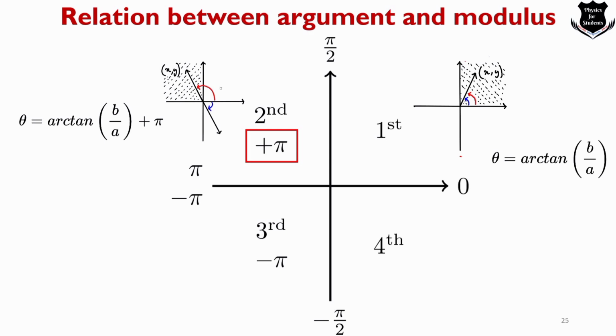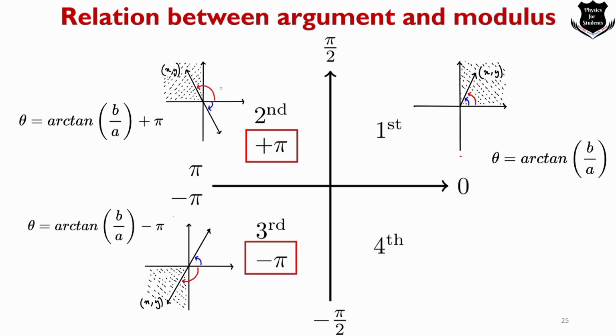Then we move to the third one, and you see the angle has changed, the line has moved this part. So here you will see that there is a minus pi. So it would be arctan b by a minus pi, and the fourth quadrant would be simply arctan b by a. This is a visualization which helps you understand the relation between the argument and modulus, in which quadrant and where it is going.